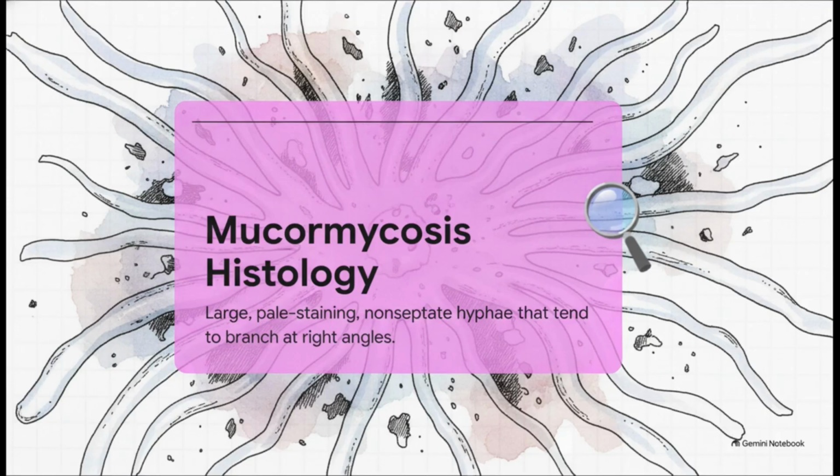They have a highly characteristic tendency to branch at right angles. Let me say that description one more time because it's that important. Wide, non-septate hyphae branching at right angles. Whenever you see that specific phrasing on an exam, or you hear an oral pathologist describe it on a biopsy report, your immediate, unequivocal thought absolutely must be mucormycosis.